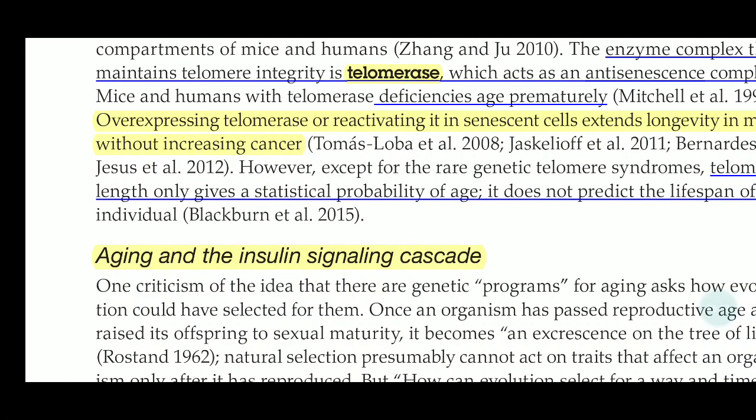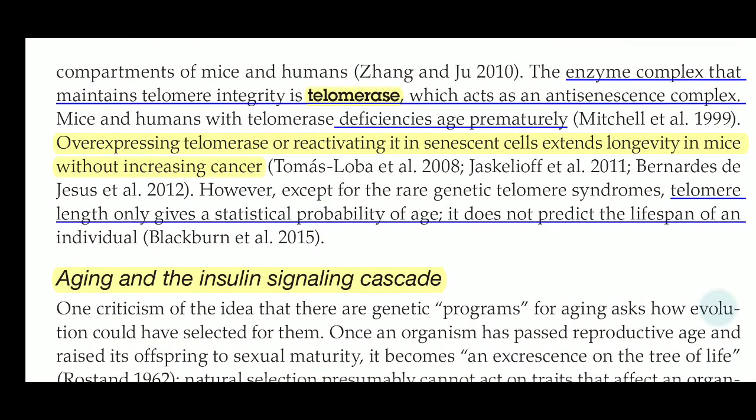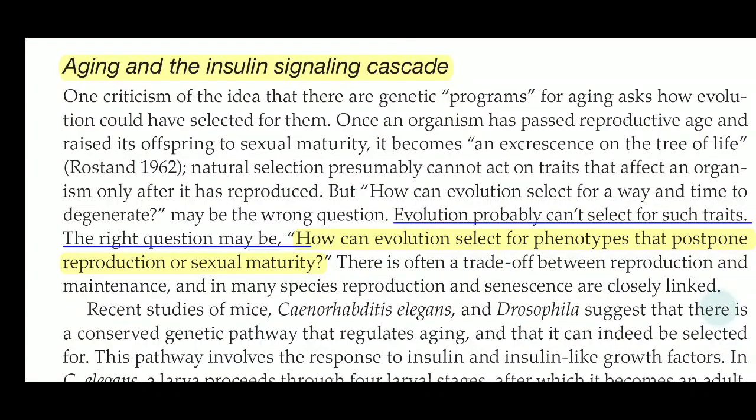And as you can see here, the overexpression of this telomerase enzyme, reactivating it in senescent cells, extends the longevity of the mice without increasing cancer. So it simply means the more the enzyme is produced, the longer the lifespan. That's it. Then the next one is aging and the insulin signaling cascade.